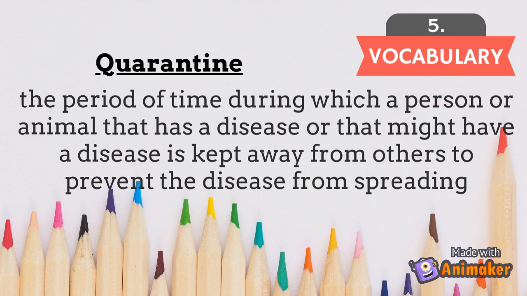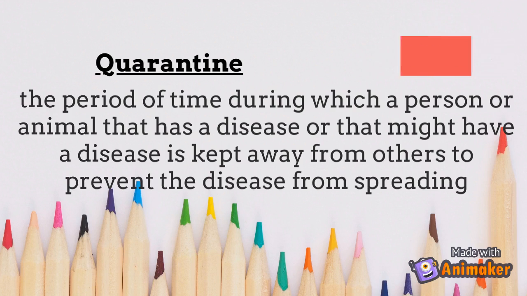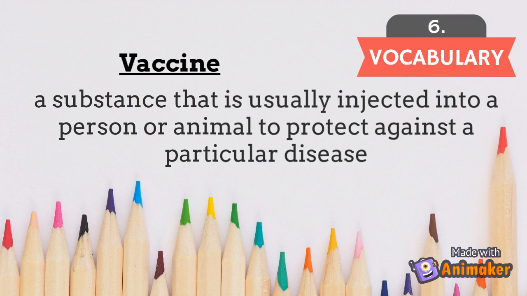The fifth vocabulary term, quarantine. The period of time in which a person or animal that has a disease or that might have had the disease is kept away from others to prevent the disease from spreading. Quarantine. The sixth vocabulary term, vaccine. A substance that is usually injected into a person or animal to protect against a particular disease. Vaccine.